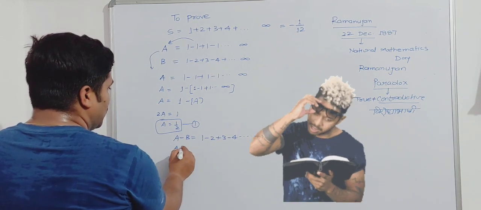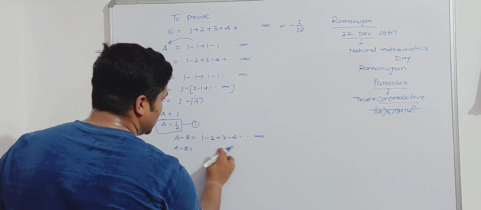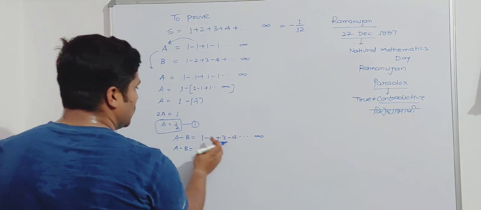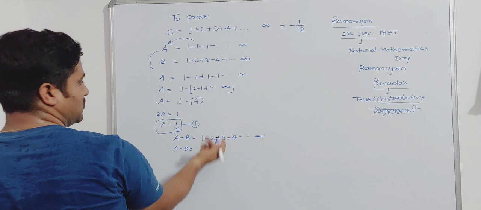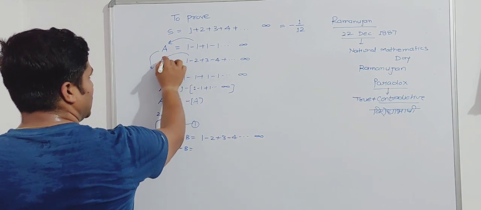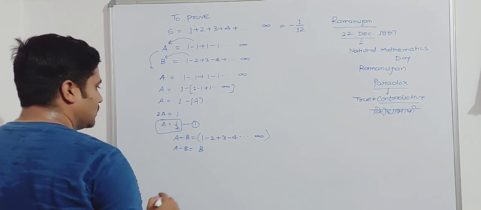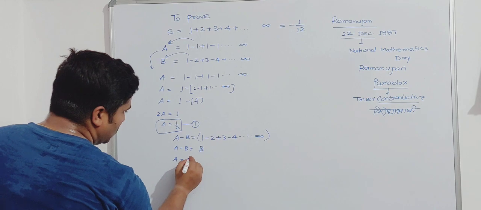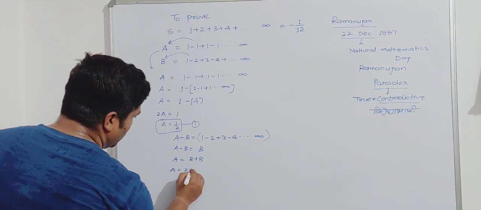So A minus B will be equal to, if you look at this sequence once again carefully, can you give the answer what it is representing? 1 minus 2 plus 3 minus 4, 1 minus 2 plus 3 minus 4, it is obviously the value of B again. So at this place we can easily put the value as B. Yes, so what we can write, A is equal to B plus B, or A is equal to 2B.